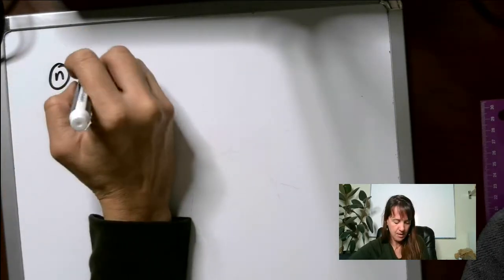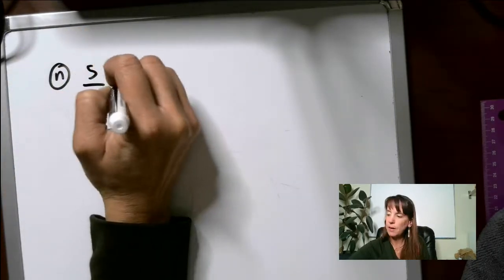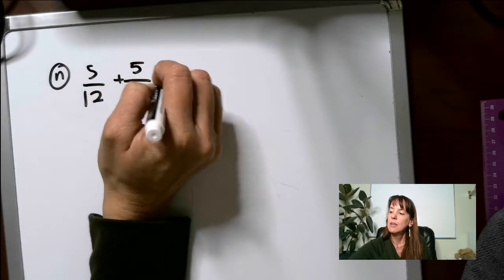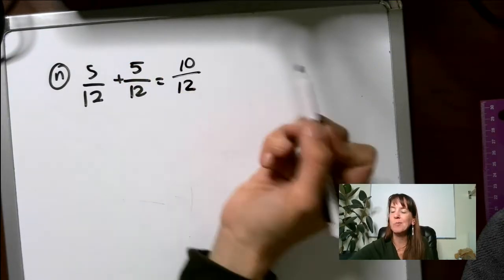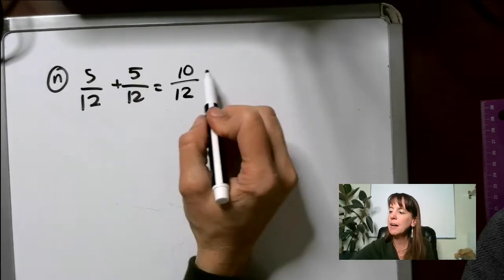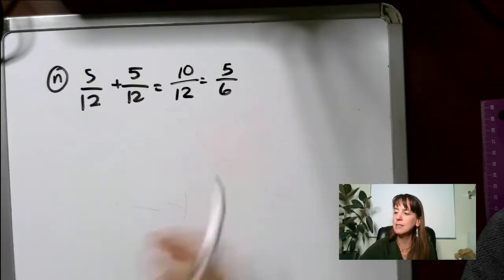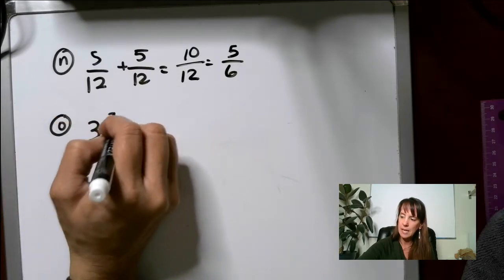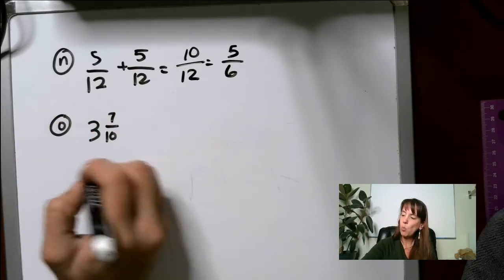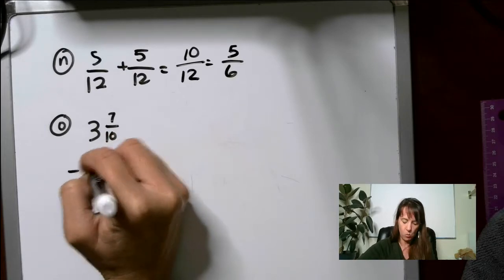N, we get 5/12 plus 5/12. On the bottom, that stays the same, 12, right? 5 plus 5 is 10. Oh, we can reduce. We can cut them in half. Cut them in half, we get 5 over 6. For O, we have 3 and 7/10 minus 1 and 1/10.